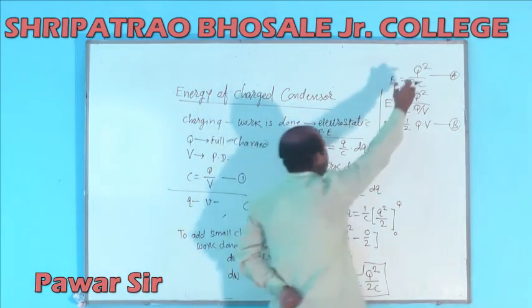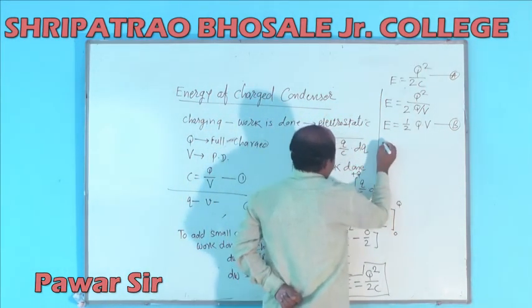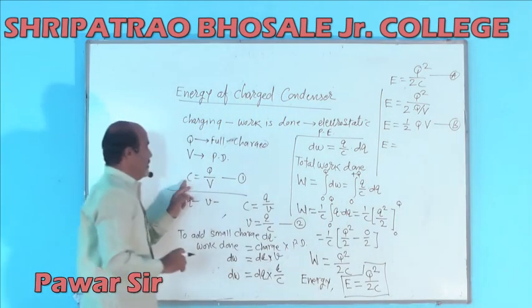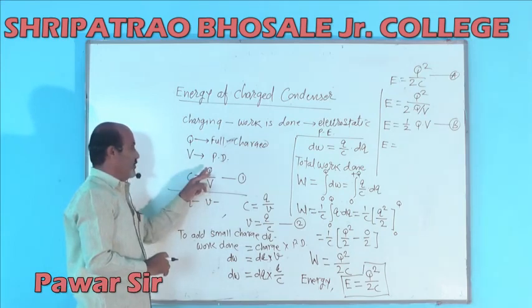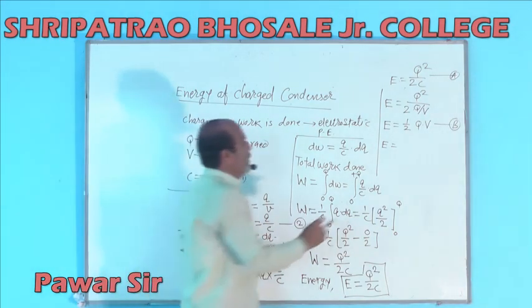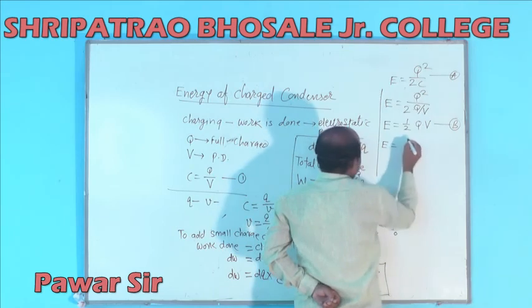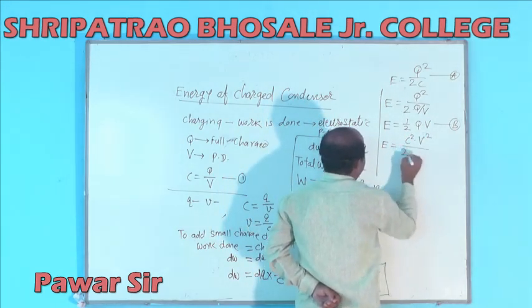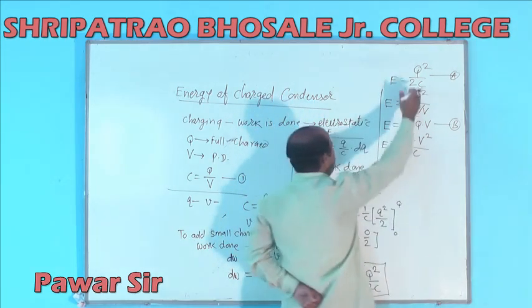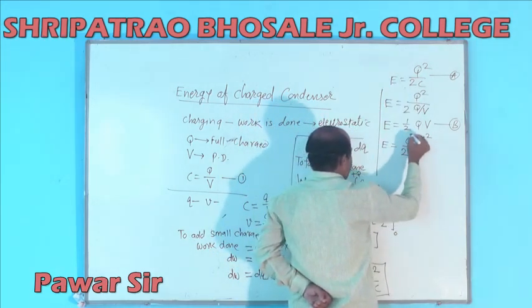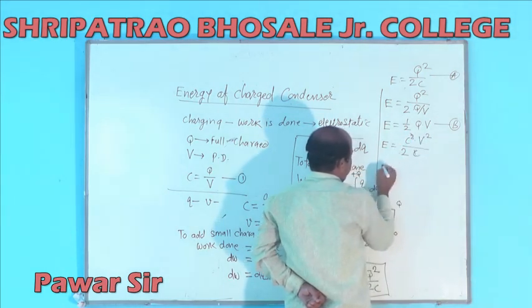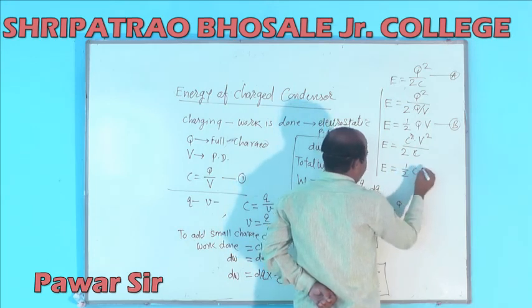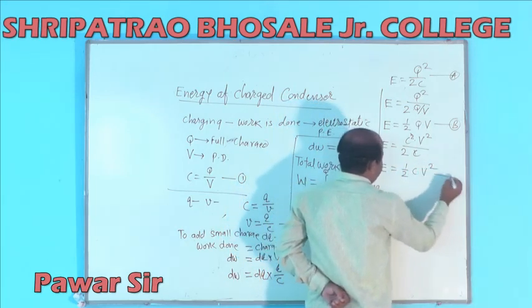Now put value of Q square. C equal to Q divided by V, therefore Q equal to C into V. So Q square will be C square V square divided by 2 into C. Therefore this C square and C get cancelled. We can write E is equal to half C V square. So this is third form.